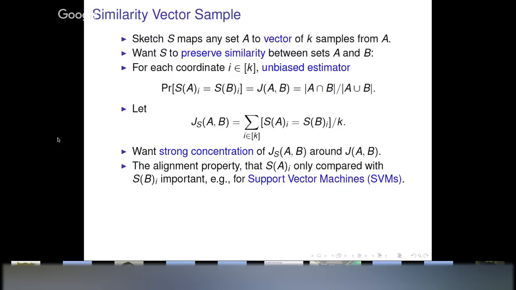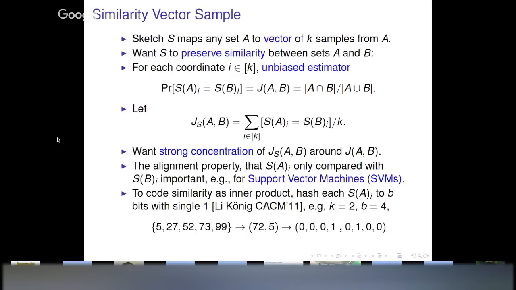And let me just say why this is important. It is because of this alignment property, that we can just look at the ith coordinate in one set and compare that with the ith coordinate in the second set, and that's the only relation we're interested in. There's nothing which goes across. When we did the bottom K and put the two things together, we actually don't know if the 5th element in the bottom K sketch of one set should be compared with the 8th element in the bottom K sketch of the other set. So there's no coordinate alignment. And one reason why we care about that is support vector machines, because then we want to do these dot products to see how much things look alike.